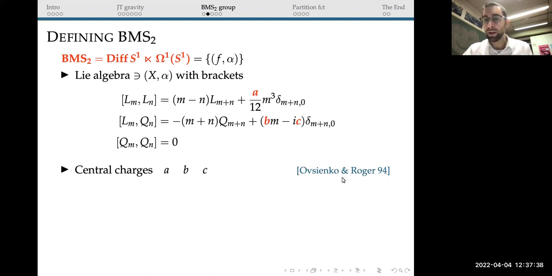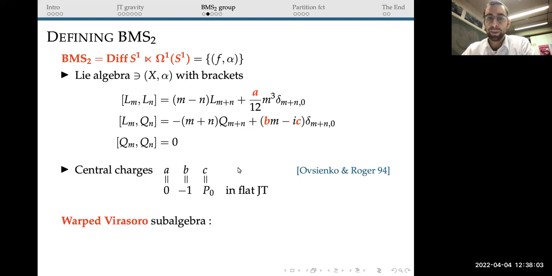In fact, this was classified by mathematicians at the level of the Lie algebra long ago. And I'm going to argue, crucially, that two of those central charges are non-zero in flat JT. In fact, this central charge C is deliberately called in this way because it's actually the zero mode of the function P in the metric. And this central charge B happens to be minus one. So it's very much relevant to understand those central extensions in order to understand flat JT gravity.